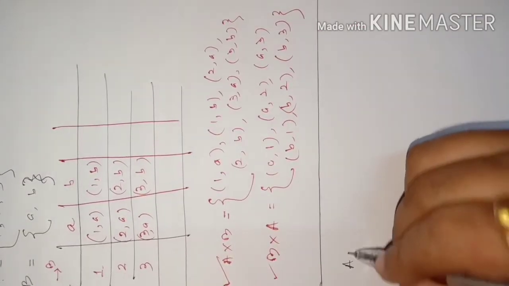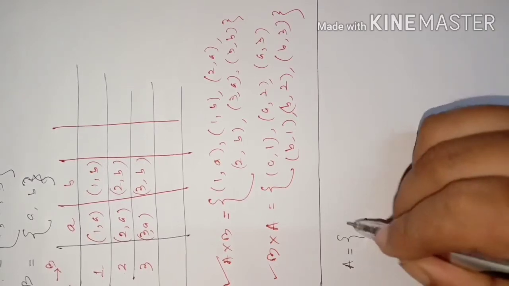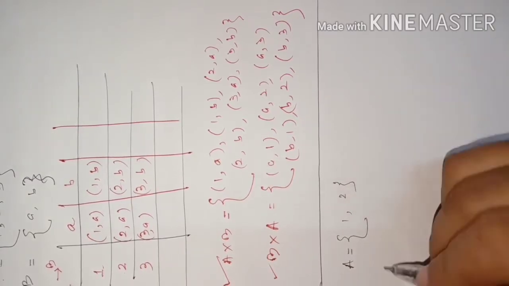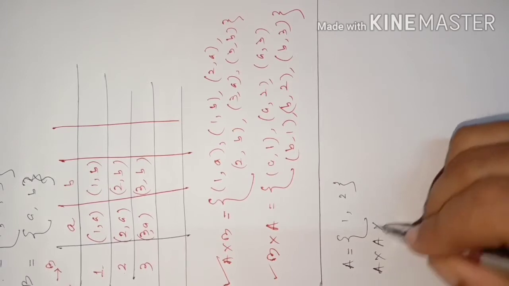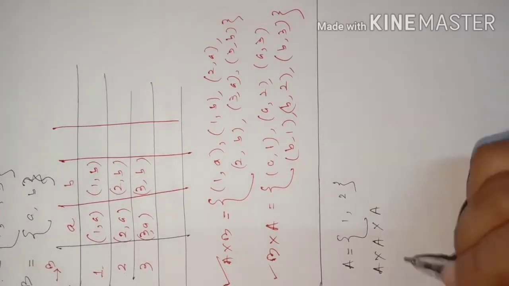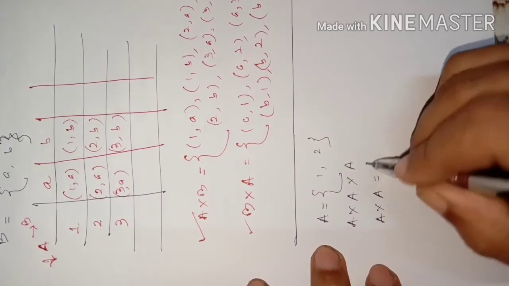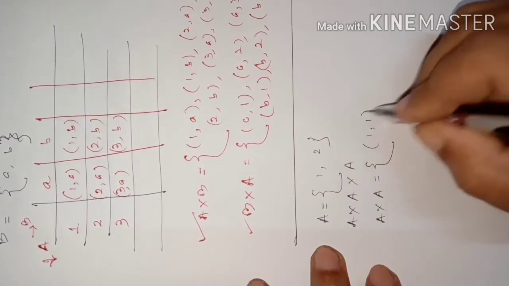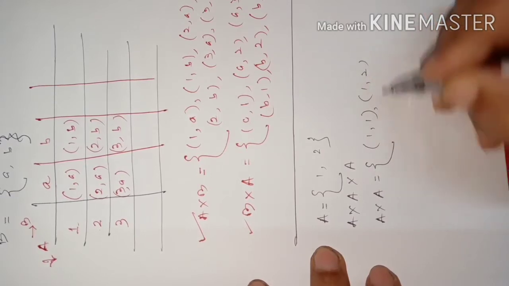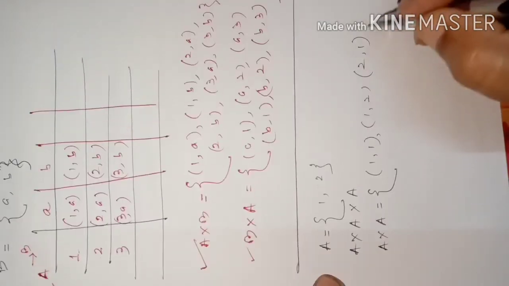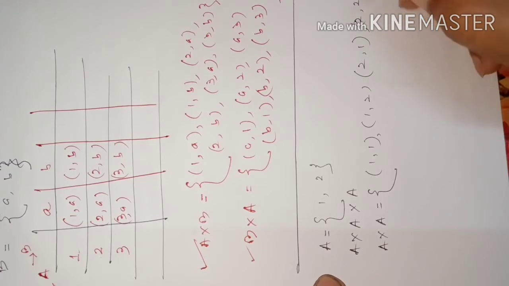Now what I want to say to you is to think this way. Suppose A is given as 1 comma 2, and you are asked to find A cross A cross A. What does it mean? First you find A cross A. In A cross A, you know what will come? (1, 1), (1, 2), then (2, 1), (2, 2). This is A cross A.